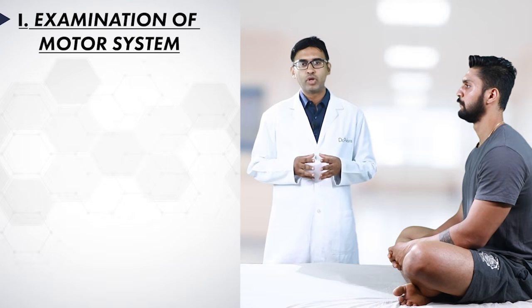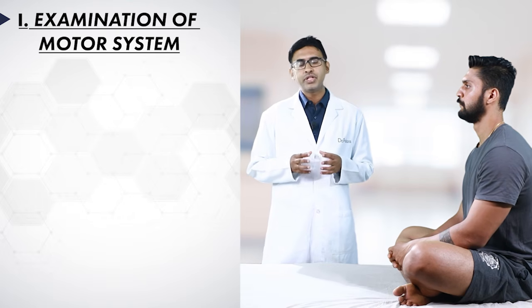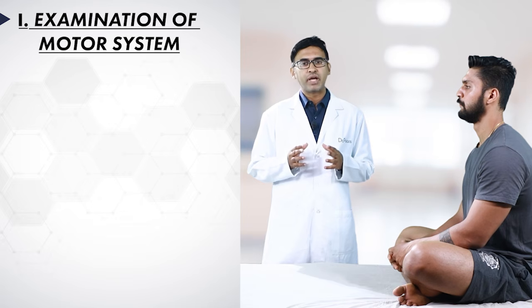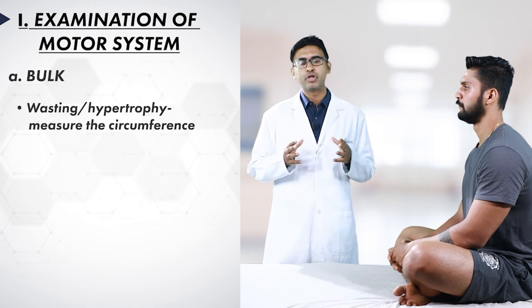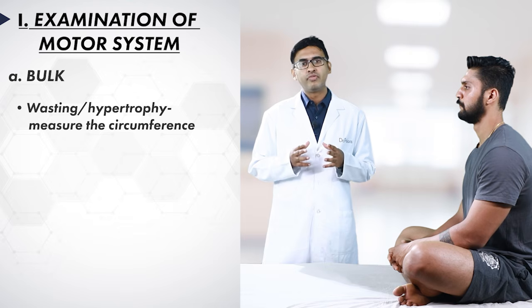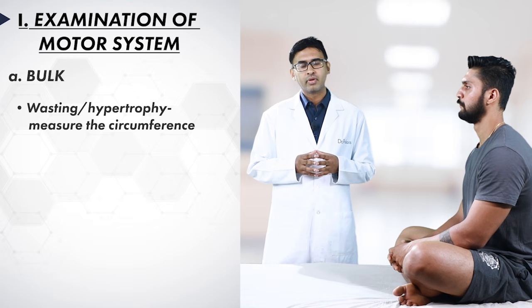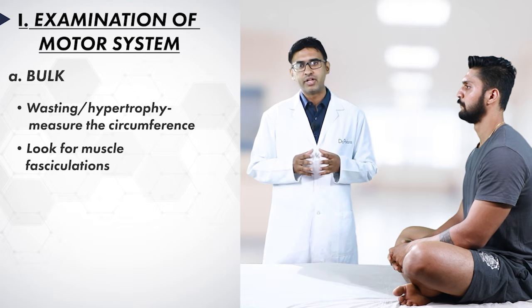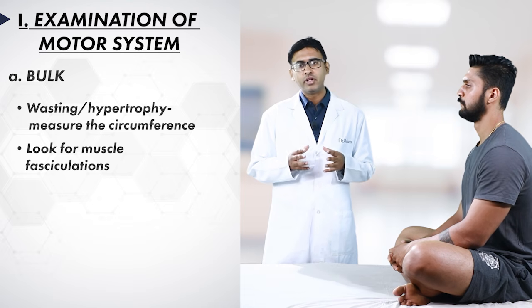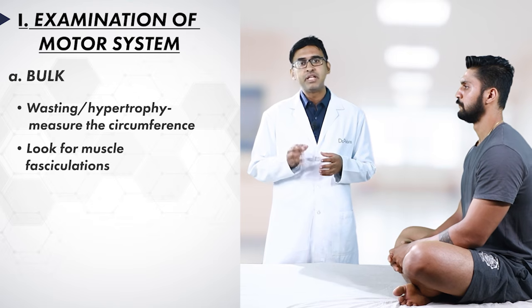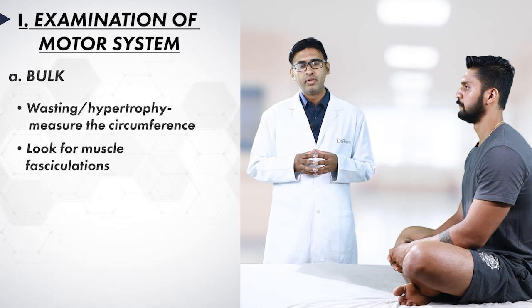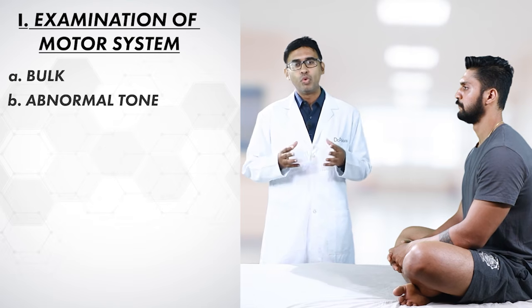Coming to the examination of the motor system. The examination of the motor system begins with inspection of the limbs. Look for any wasting or any hypertrophy of the muscles. If in doubt, measure the circumference of the limb above a fixed bony point, above and below the joint. Please look for any muscle fasciculations. Muscle fasciculations refer to irregular contraction of the muscle fascicles, and this may be brought about by gently tapping the muscles. After inspection, look for tone.